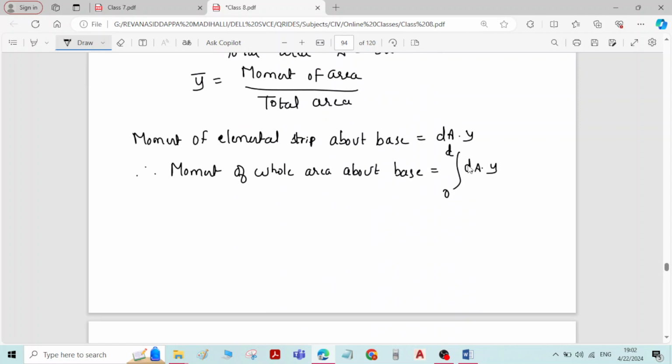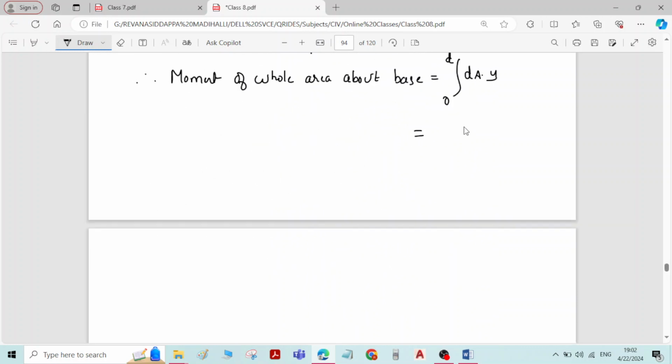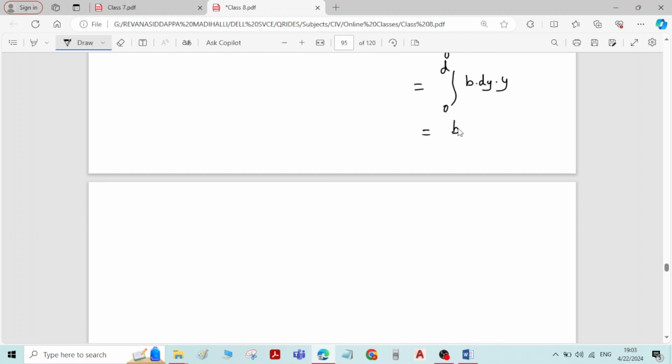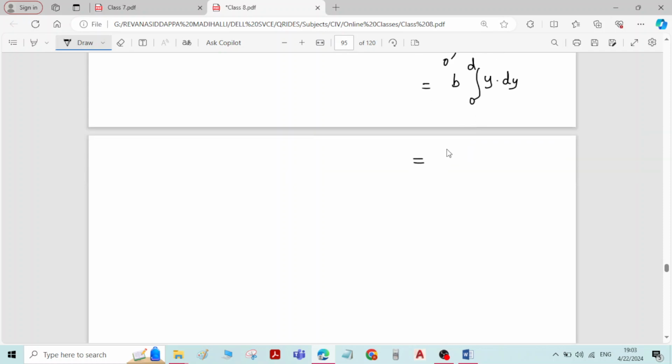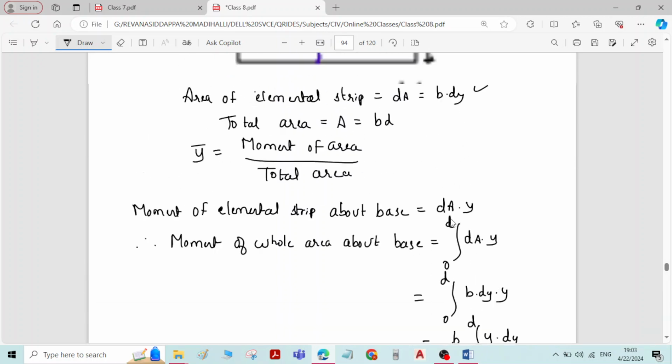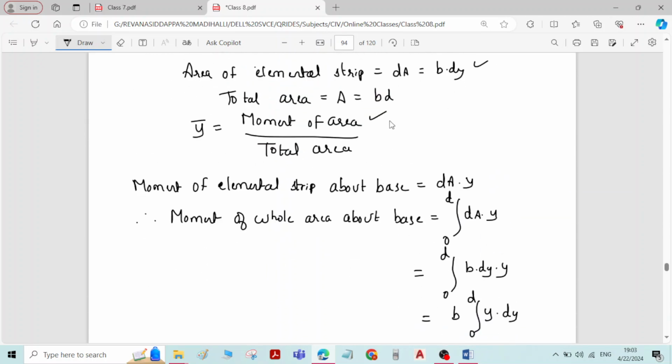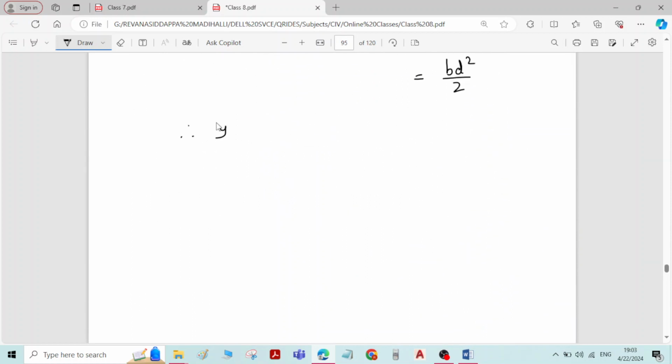The integral of dA into y. You know the formula for dA, that is b into dy, substitute here. Therefore, the integration limits are from 0 to d, b into dy, which is the dA formula, into y. Now b is constant, take it outside the integration: b times the integral from 0 to d of y dy. The integration of y is y square by 2, so b into y square by 2 with limits from 0 to d. Now apply the limits, and it will be bd square by 2. Now you got the moment of area, that is bd square by 2. You know the total area, that is b into d, substitute. Therefore y bar is equal to the moment of area, bd square by 2, divided by the total area, b into d. B into d gets cancelled, so in the numerator you get only d. Therefore y bar is equal to d by 2.